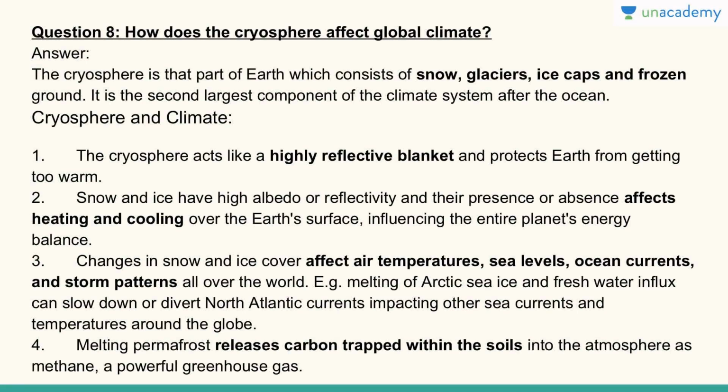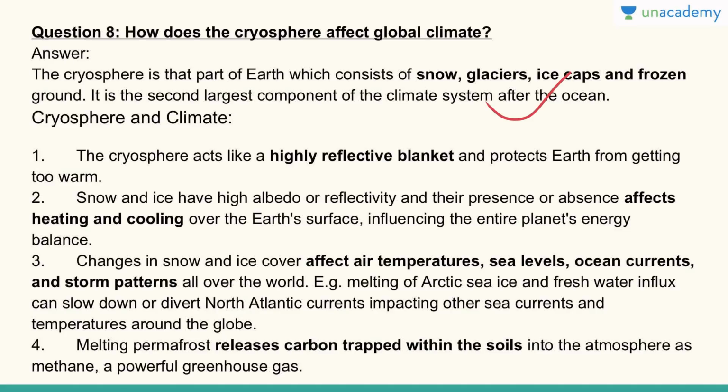Okay, guys. So let us discuss question number 8. How does the cryosphere affect the global climate? So what is cryo? Cryo means cold, ice. So cryosphere is that part of Earth which consists of snow, glaciers, ice caps, frozen ground, etc. And it is the second largest component of the climate system after the ocean.